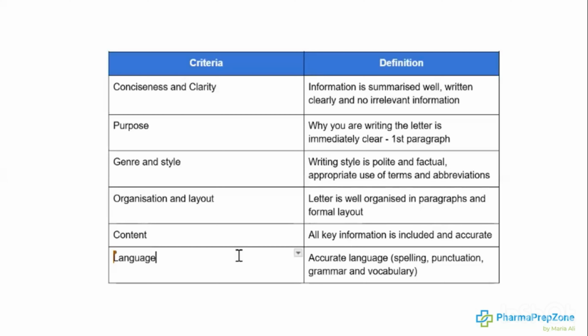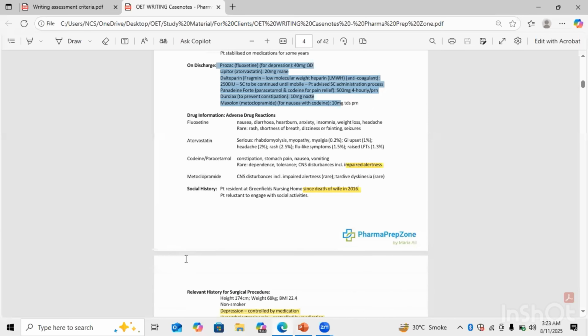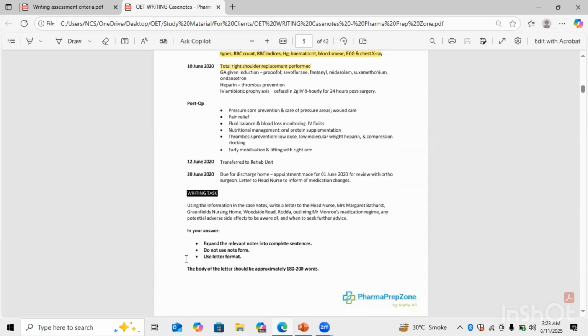How can you draft the first paragraph? That purpose is clear. So purpose is basically answering the question: why are you writing this letter? You will always find why you are writing this letter in the writing task. The writing task is given in every case notes here at the end. So why are you writing this letter? Your reason for writing is always given in the writing task. You will always look for the writing task here, right?